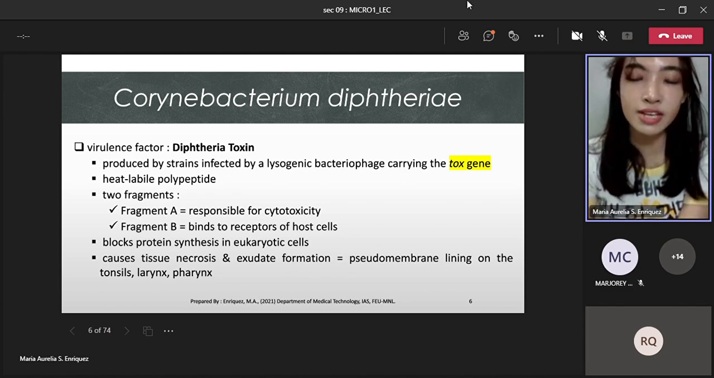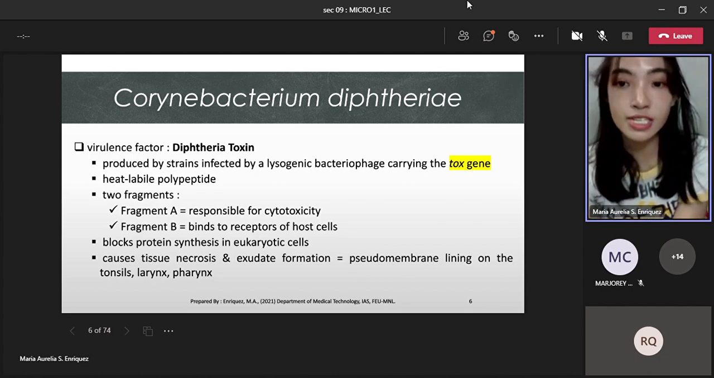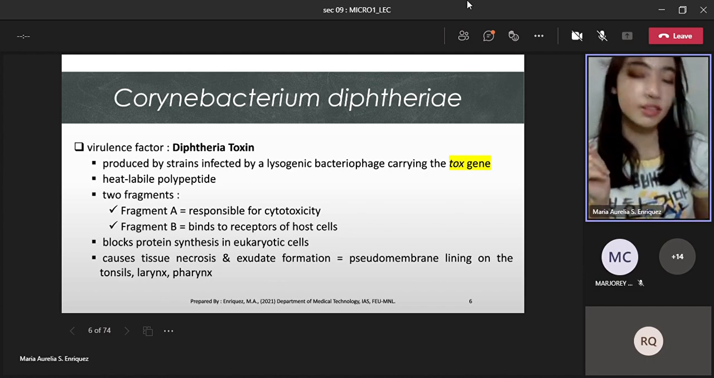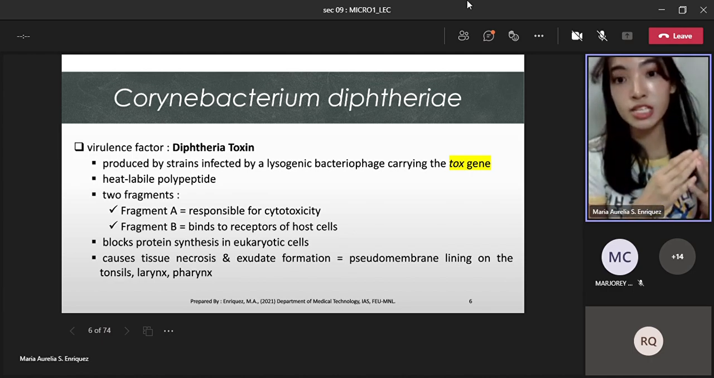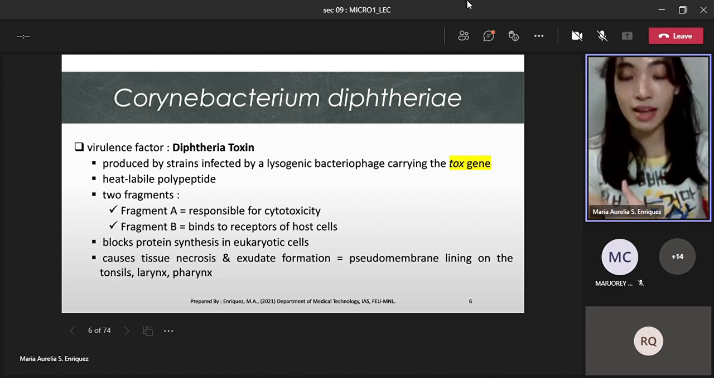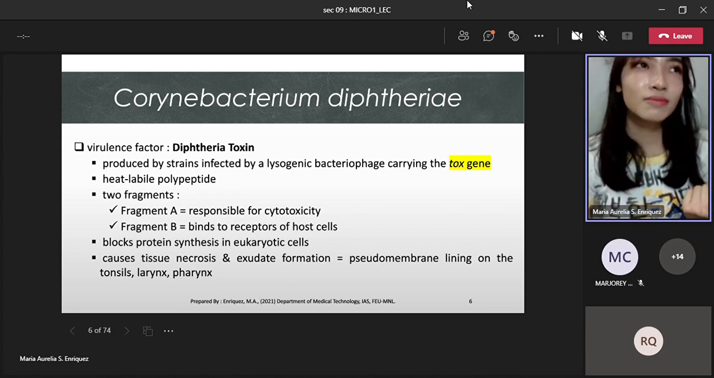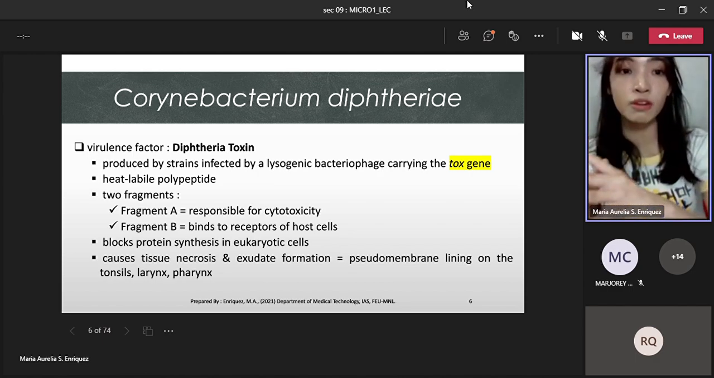So the diphtheria toxin is composed of two fragments, fragment A and fragment B. So toxicity is caused by the ability of the diphtheria toxin to block protein synthesis in eukaryotic cells. So fragment A, this is responsible for cytotoxicity, and yung fragment B naman po, this binds to the receptors on the human cells, and this mediates the entry of fragment A into the cytoplasm. Okay, so mahalaga rin po yung fragment B, although it's not the main component responsible for toxicity. Ito naman po yung component that is responsible for fragment A to enter the cytoplasm.